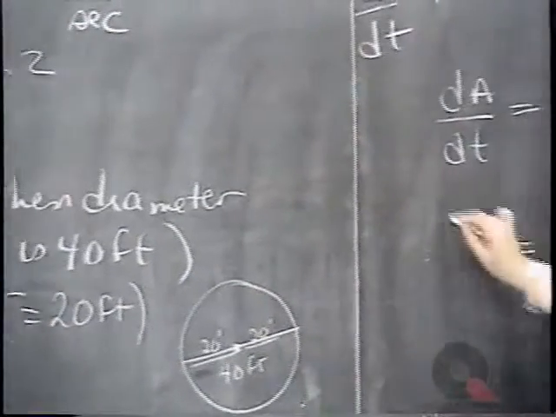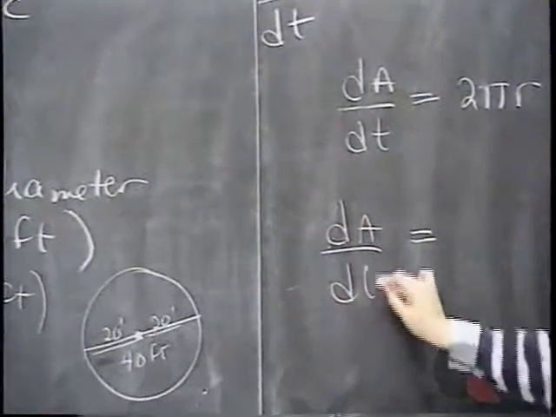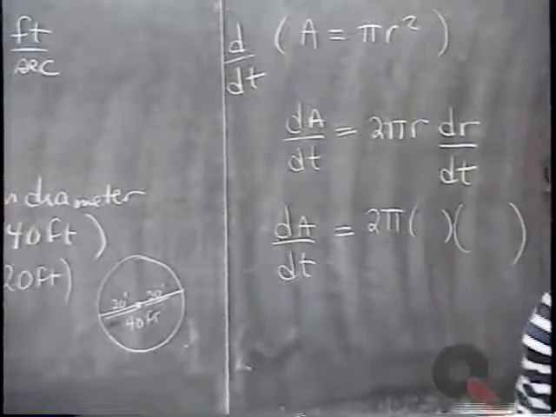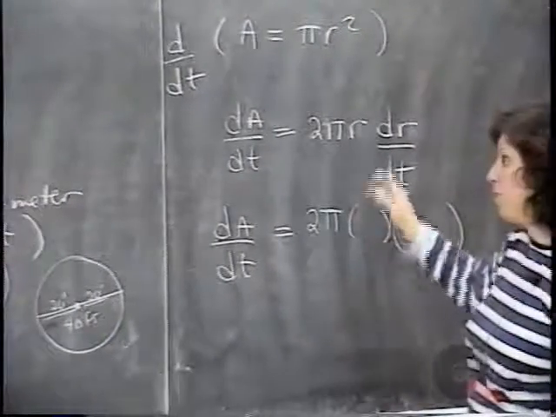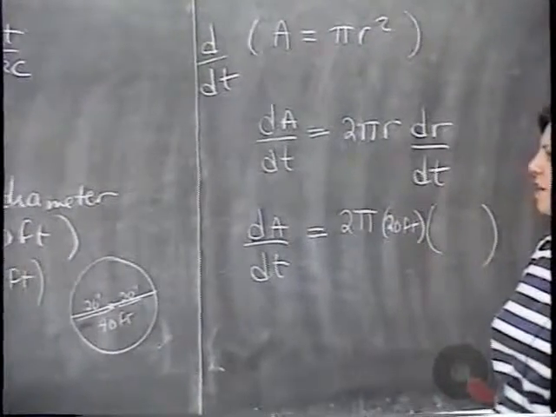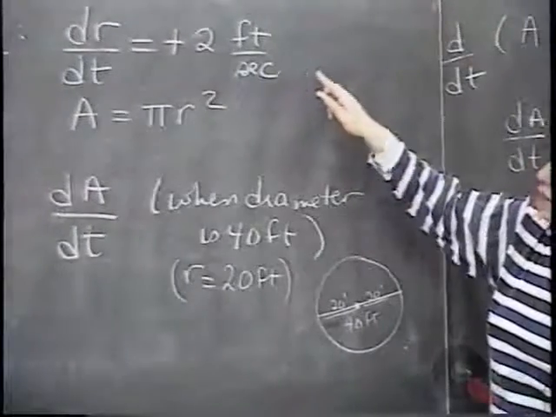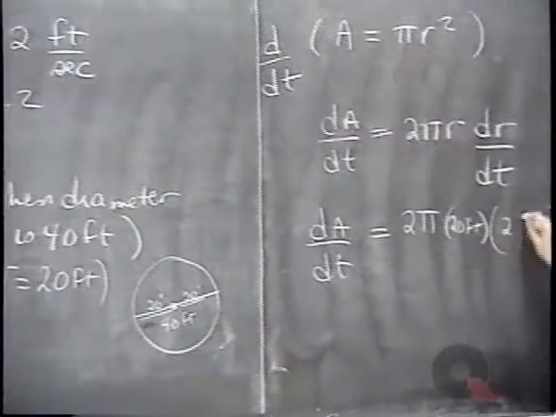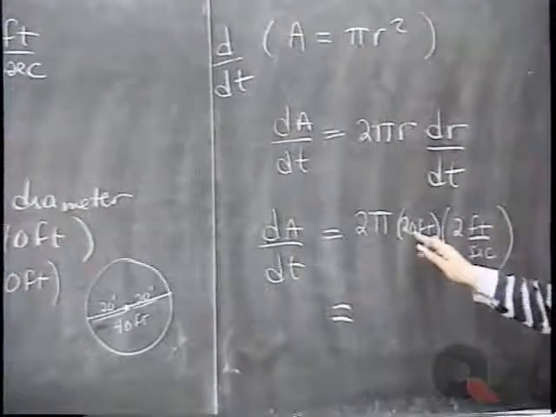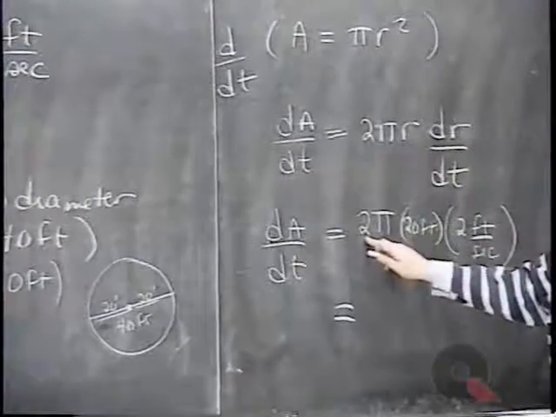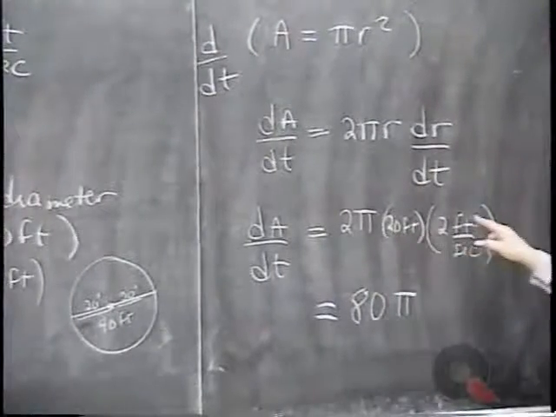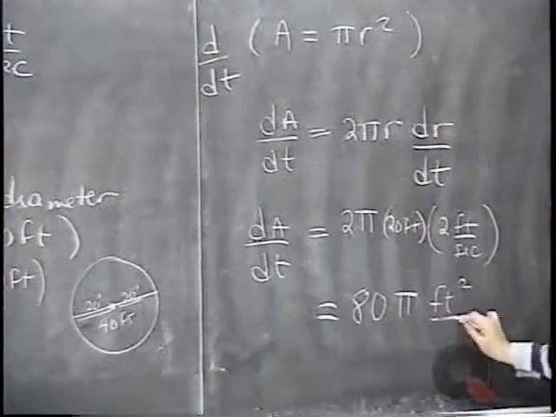So let's substitute in. dA/dt is equal to 2 pi times r times dr/dt. Now r, at this moment, when the diameter is 40 feet, is 20 feet. And dr/dt was given as plus 2 feet per second. So let's see what we get. We have 2 times 20 times 2, which is 80 pi, in feet times feet per second, or square feet per second.